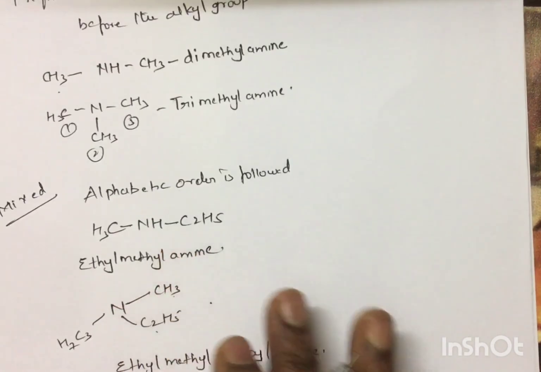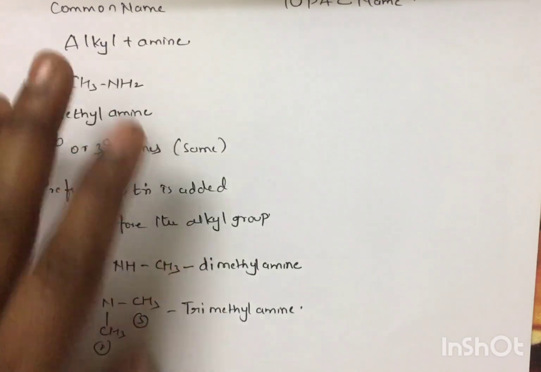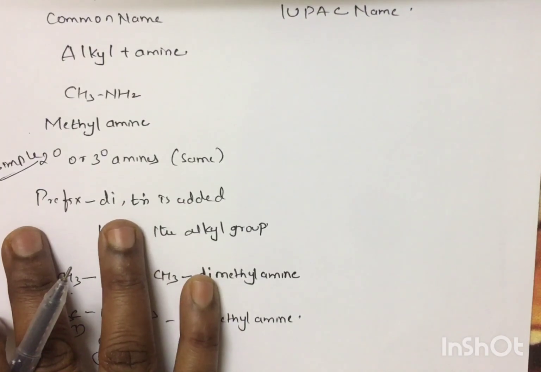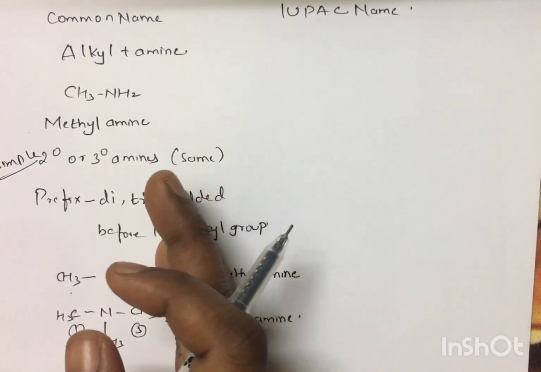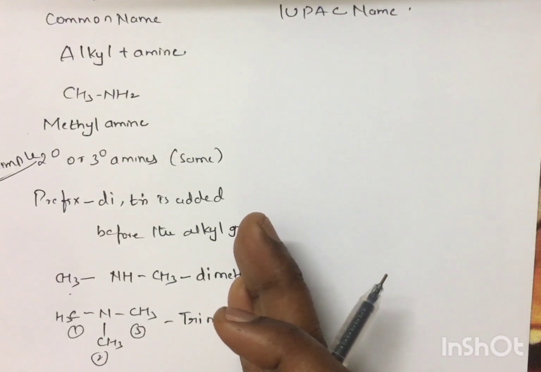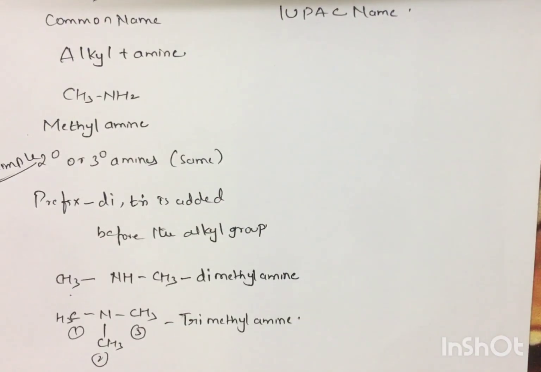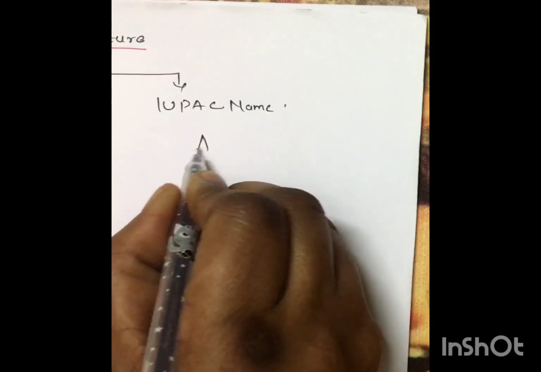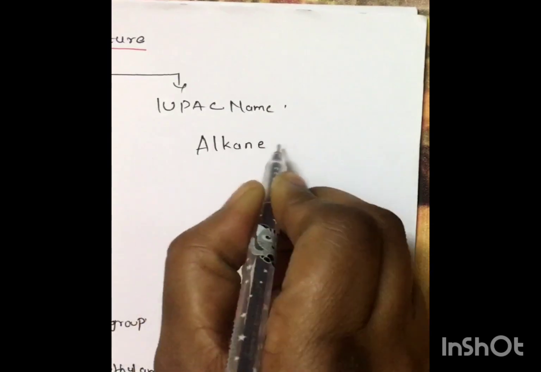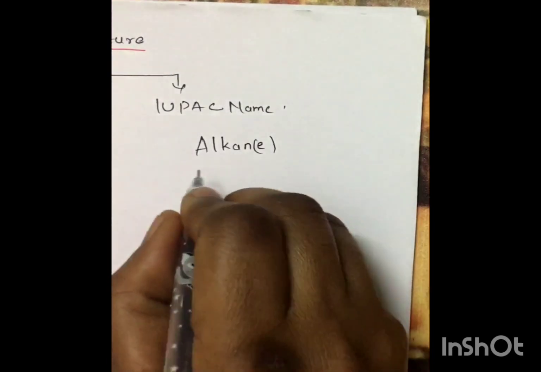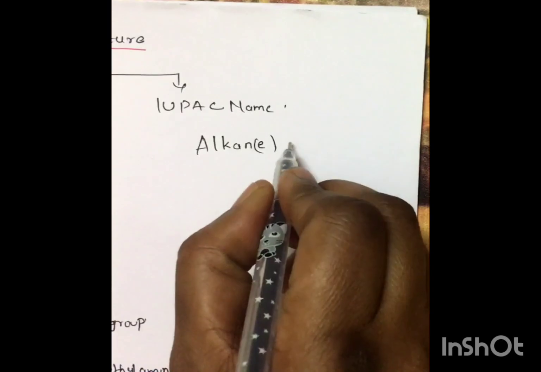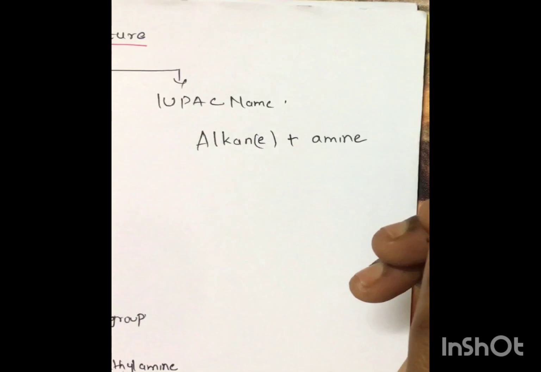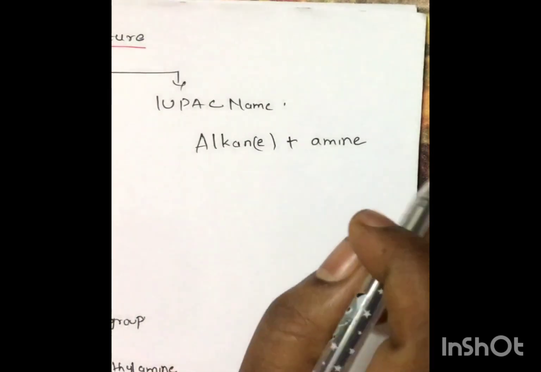So, hope you have understood how to name as per common nomenclature. If it is a simple alkyl amine, then the alkyl group comes first, followed by amine. If it is a mixed compound, then alphabetic order is followed. Okay. Now for IUPAC naming, we remove the E from the respective alkane and add amine, that is it. So, we have to remove E from the respective alkanes and add amine.